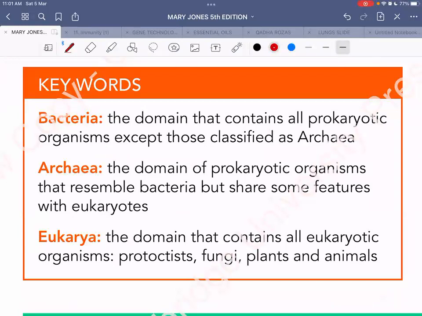Archaea is that domain of the prokaryotic organisms that resembles bacteria, but they share some of the features with the eukaryotes. And eukarya बिल्कुल अलग से एक domain है जिसमें कौन-कौन आता है? We have in eukaryotes humans, all the plants, the fungi, the protoctists जो हमने किया था, plasmodium, animals, सब कुछ आता है इसके अंदर. Is that understood?